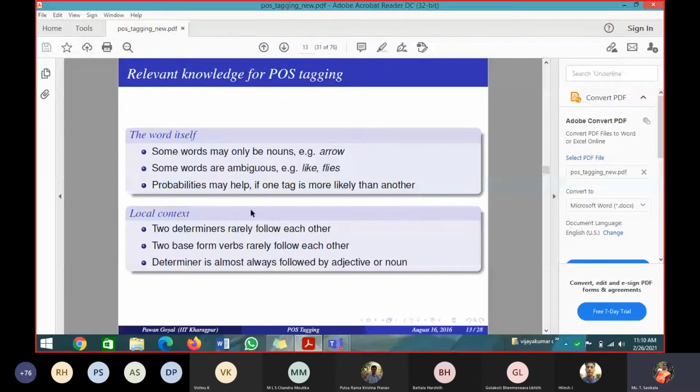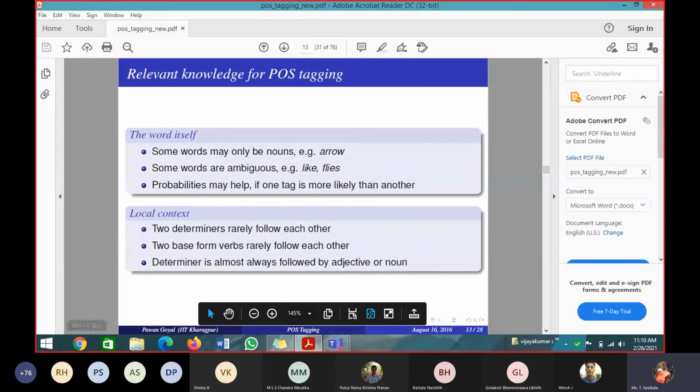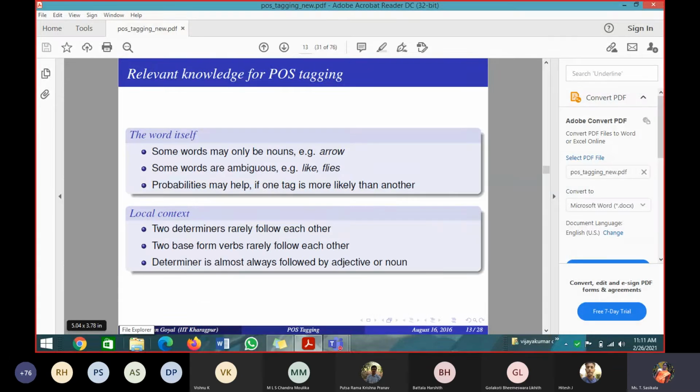And you should also have some knowledge. What is this knowledge? Can anyone tell me? You should have knowledge about which words have a unique tag and which words have multiple tags based on the context. Simply, if I ask you to do POS tagging, you should have some knowledge. Without knowledge I cannot assign a POS tag.